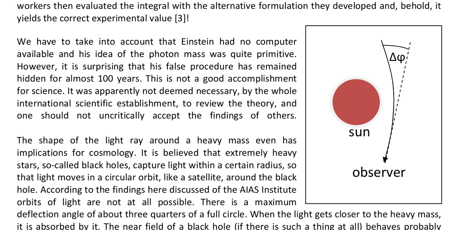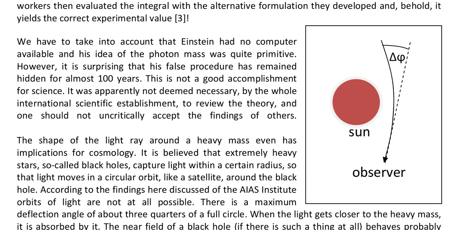The new theory based on photon mass was developed using computer integration, not using incorrect analytical approximation. We have to remember that Einstein had no computer available, and his idea of a photon mass was quite primitive. However, it is surprising that his false procedure has remained hidden for almost a century. This is not good for science. It is apparently not deemed necessary by the whole international scientific establishment to review the theory, and one should not uncritically accept the findings of others.